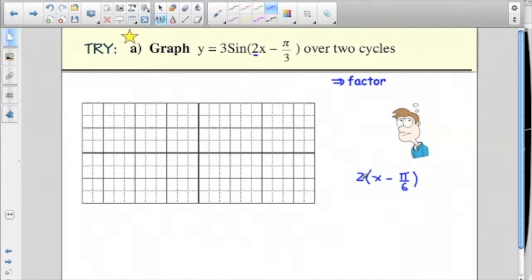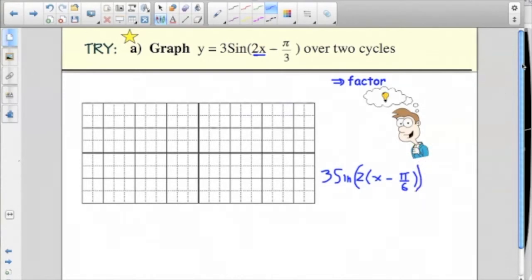Well, you can just check back. Watch. 2 times x is 2x. 2 times pi over 6 is 2 pi over 6, and that simplifies to pi over 3. Okay, so now just put the sine in and the 3 in, and away we go. So put the 3 and the sine in, and away we can go now. Okay, you can put this all into a bracket. It's all in a bracket.